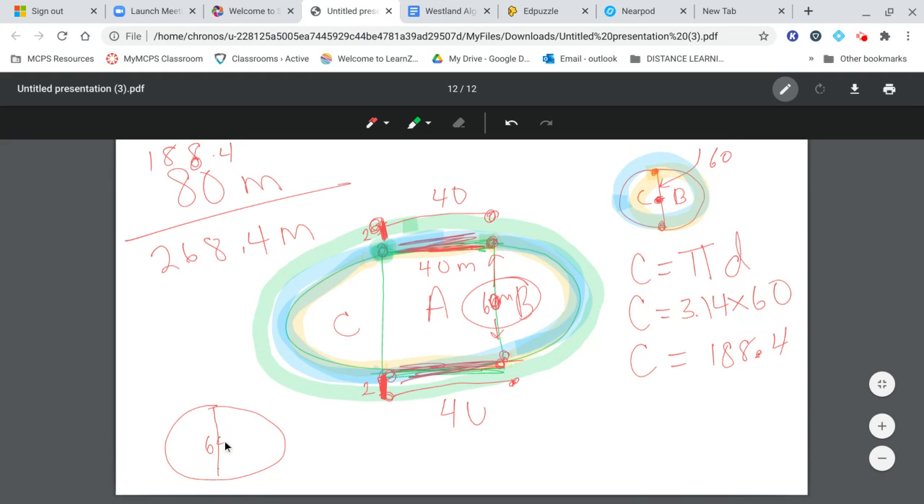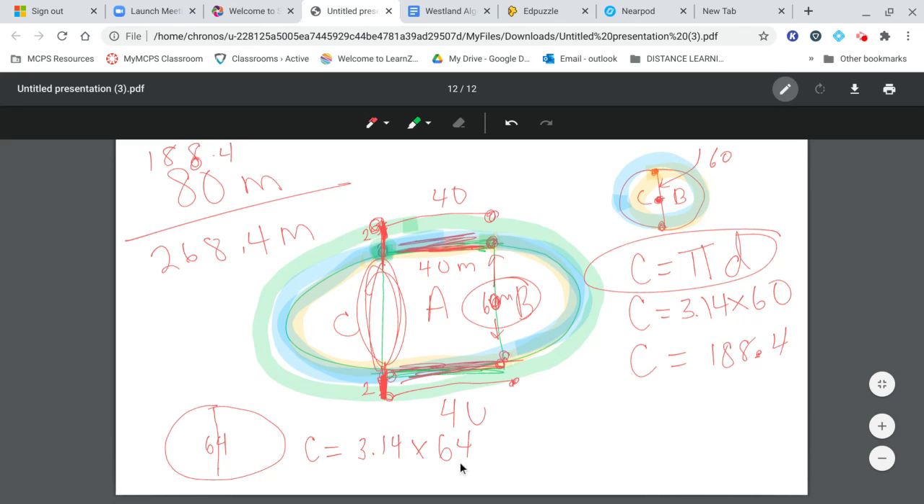Which means it's actually now 64. Because remember, it was 60 from here to here, but we added 2 and we added 2 because that's how much further the person was. So this person has a circle with a diameter of 64. So when we go to find the circumference, we're still going to do pi times diameter, but now we're going to do 3.14 times no longer 60, but 64.